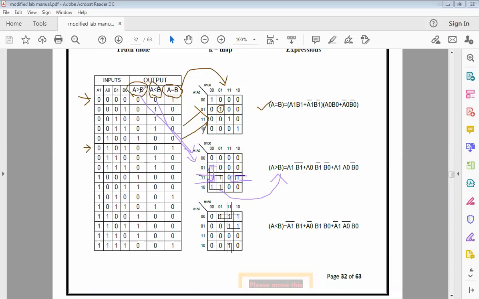And for the last one, we will be using the a less than b. These values will be filled here, and we will look for common grouping, and accordingly we get the expressions for a is less than b.